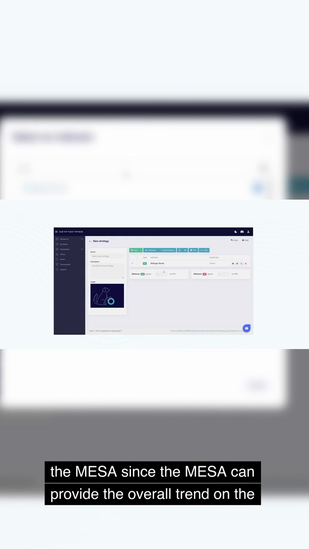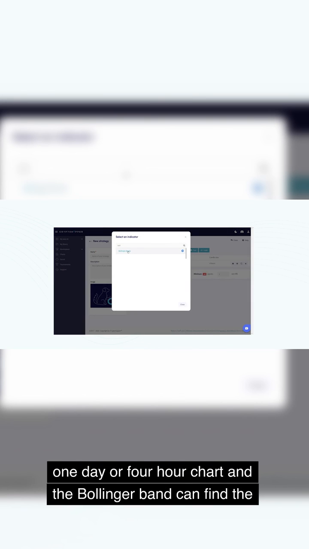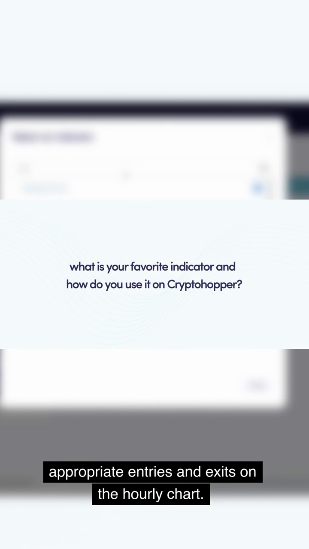In general, the BB can work very well with the MESA, since the MESA can provide the overall trend on the 1-day or 4-hour chart, and the Bollinger Band can find the appropriate entries and exits on the hourly chart.